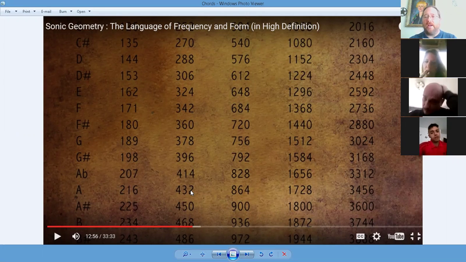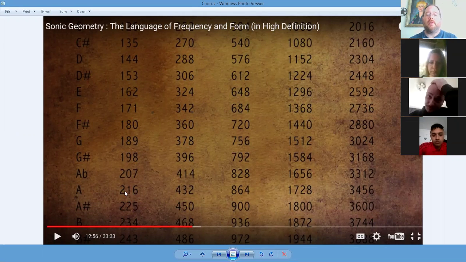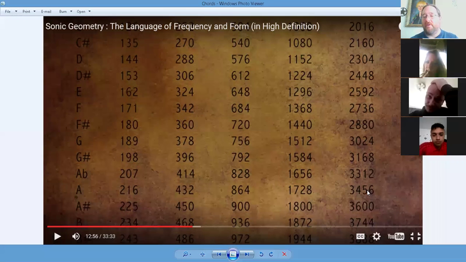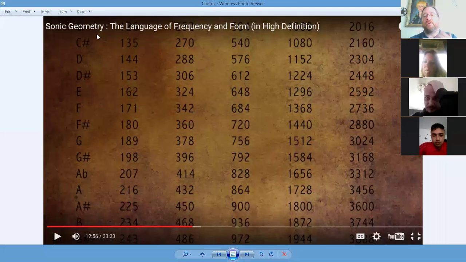What it is, it's the way of programming your music to the more natural note, because A, of course, is the first note. 432 hertz is just how to program your sound. So 432, you know, if you take 216 and double it, 432. Double it, 864. Double it, 1728. Double it, 3456.